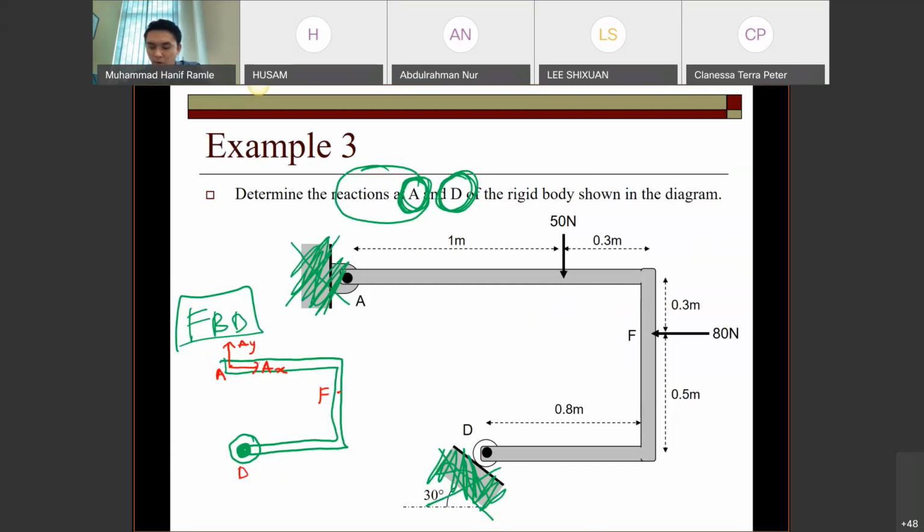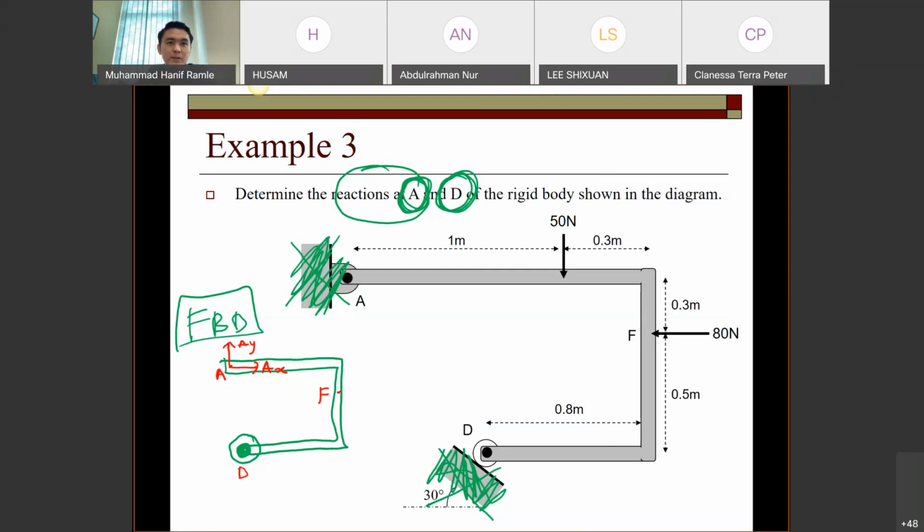Coming out from the wall. Upward toward the rollers. Upwards. Okay. So basically the answer is almost correct.